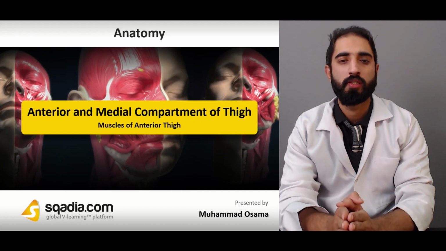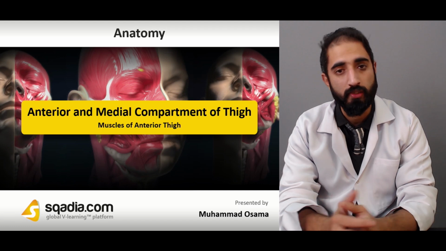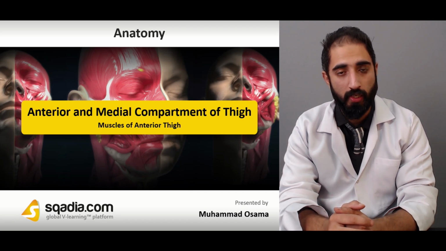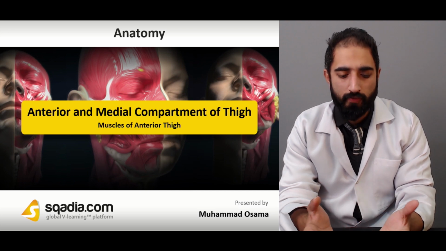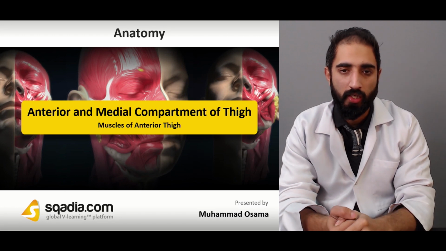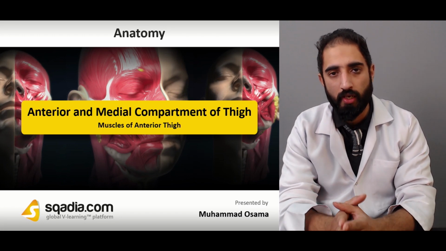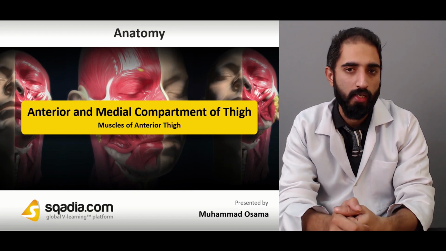Talking about the anterior and the medial aspect of the thigh, or the compartments of the thigh, there are a lot of muscles which are present in the anterior medial aspect of the thigh, and we have the muscles which are actually on the anterior aspect, including different muscles, and we have one on the medial aspect as well. So there are a lot of muscles, so we are going to discuss them in different sections.